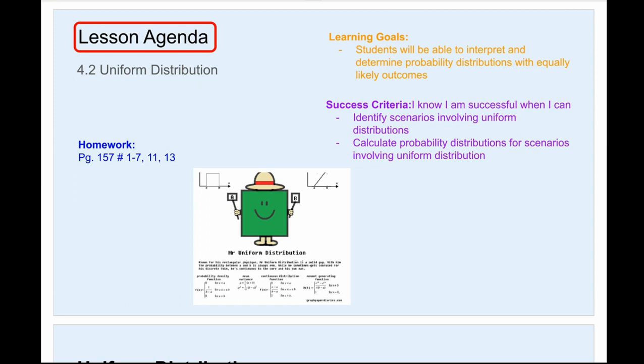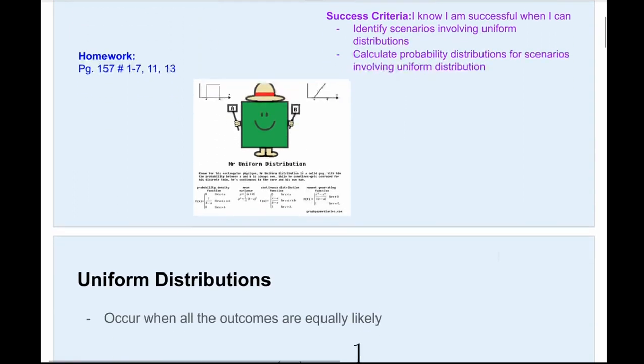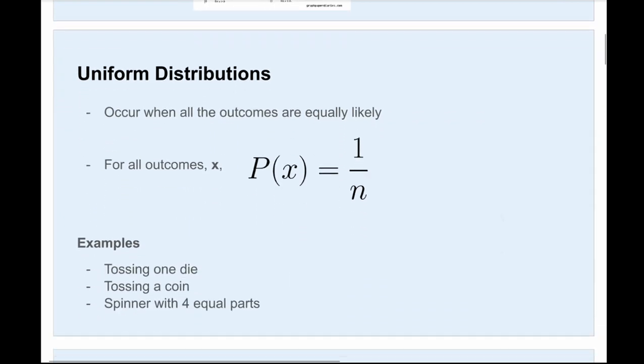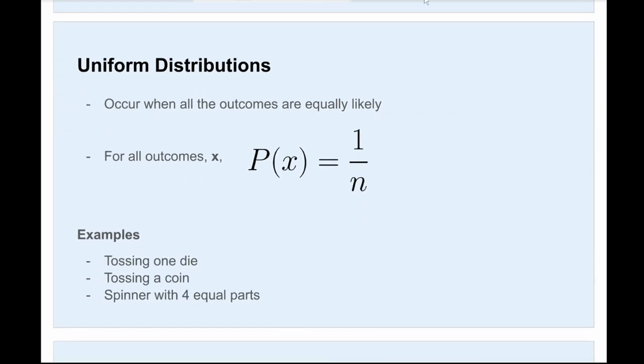So the first one is uniform distribution. A uniform distribution occurs when all the outcomes are equally likely. So if we have a scenario where all outcomes are equally likely, or they have an equal probability of occurring, it's considered a uniform distribution. So for all outcomes x, we can calculate the probability by doing 1 over n, where n is the number of outcomes. So our simplest type of probability.